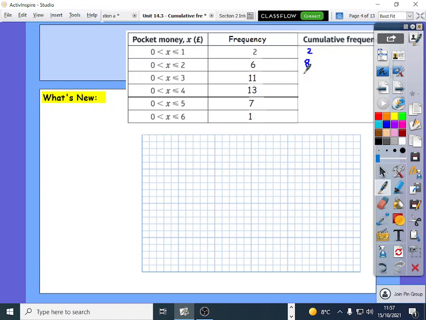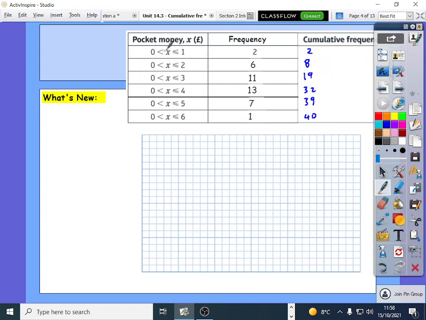11 add the 8 is 19. 19 add 13 is 32. And then 7 add 32 is 39. Plus the 1 is 40. Now this 40 will be the same as the total frequency. Okay? Like I said, this is a running total. You get to the top of that.